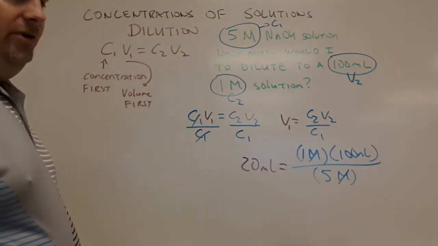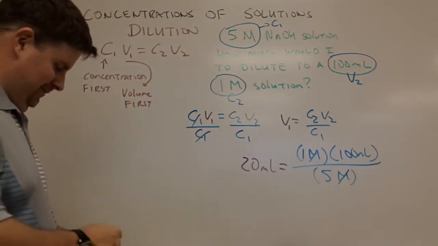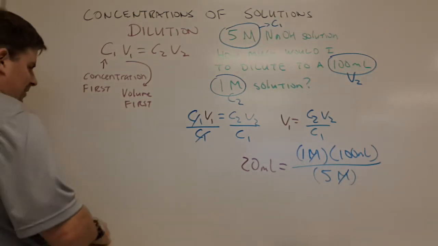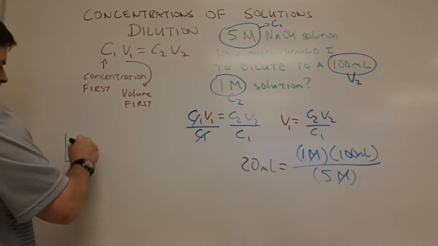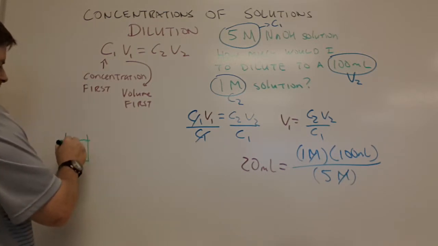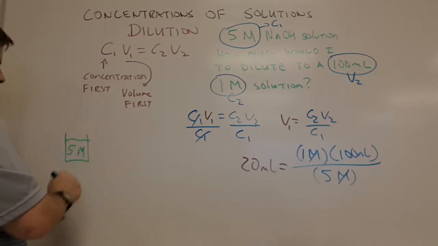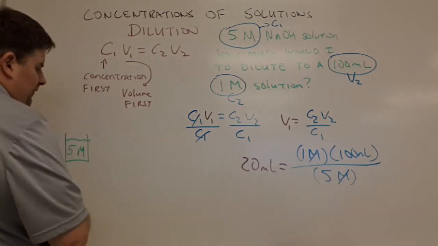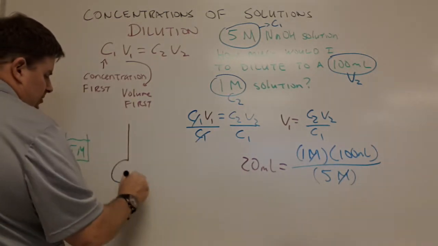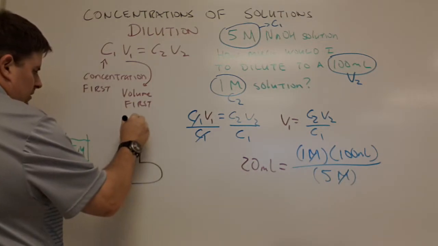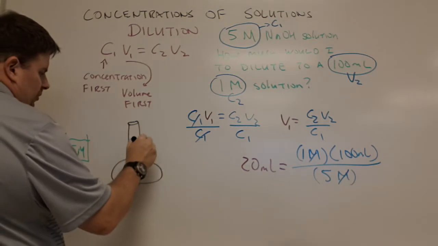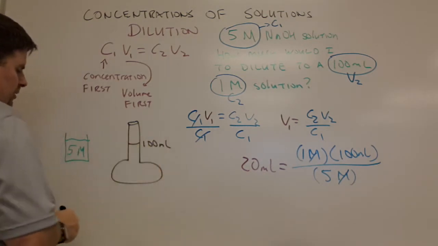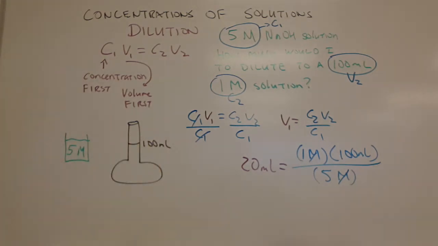Now, how do I do this practically in a lab? I'm glad you asked. Glad you were thinking that. What I do is I start with my beaker, and this is my 5 molar NaOH, and what I'm going to put this into is something called a volumetric flask. The volumetric flask kind of looks like this, okay? And it's got a point on here, and this point is the 100 milliliter section on the volumetric flask.